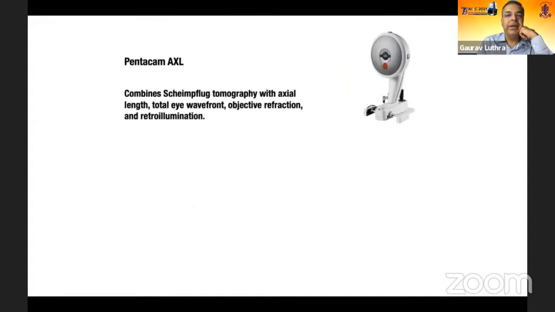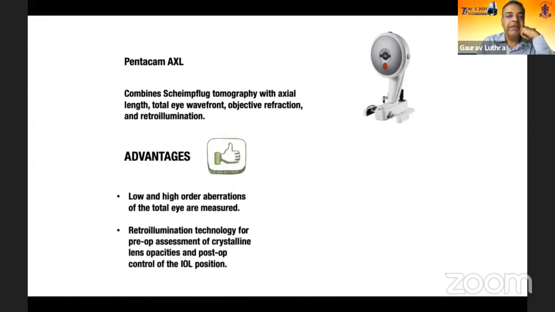And the Pentacam AXL is another new kid on the block, which combines Scheimpflug tomography with axial length and total eye wavefront measurements, and then objective refraction and retroillumination. This is something which I haven't used, but it has several advantages. So the low and high order aberrations of the eye are measured as well.